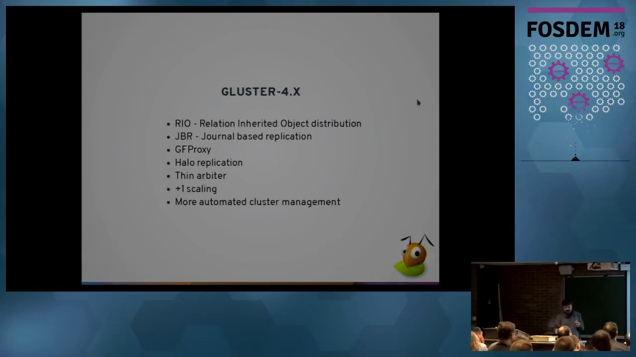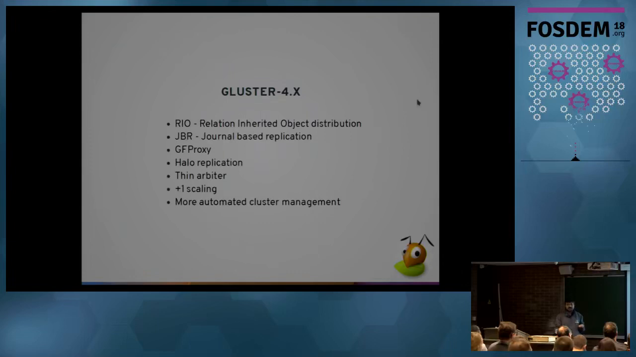So we have this thing called Rio. This is a new distribution algorithm that should help with distributing large directories, or directories with large entries, much better. There is journal-based replication, which tries to push replication to the server side and makes performance improvements there as well.